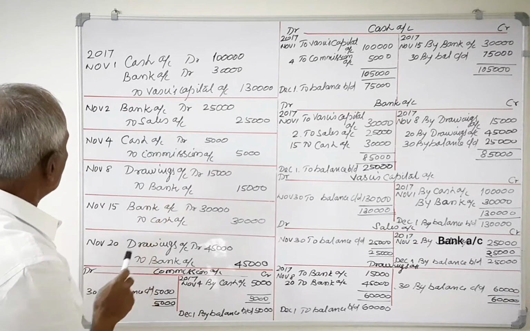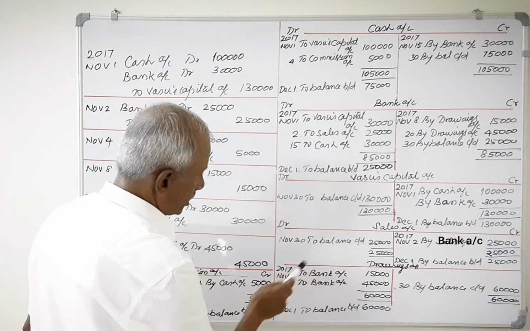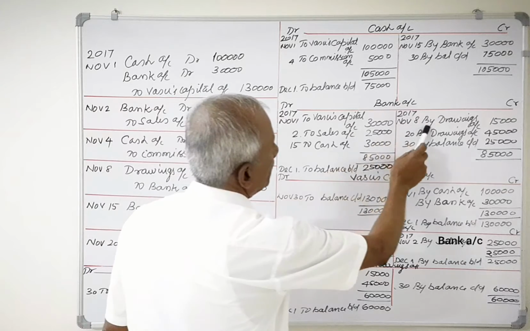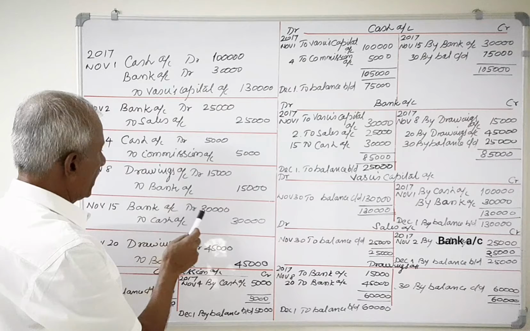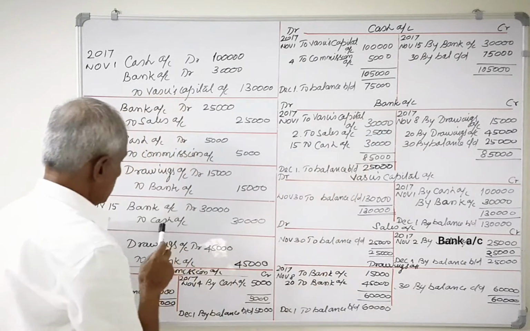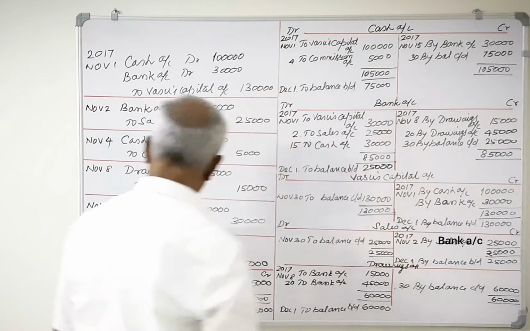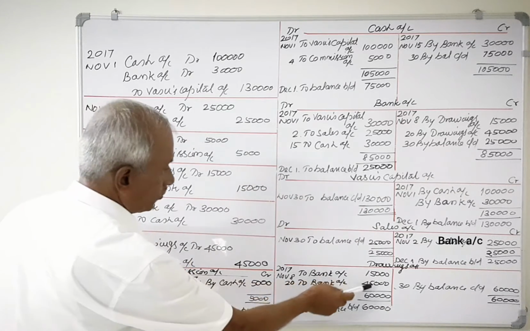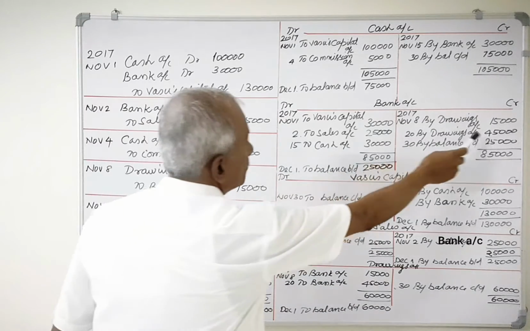The drawings account debtor to bank. On the debit side of the drawings account, 15,000. Then bank account, credit side, 15,000. Then bank account debtor to cash. On the debit side of the bank account, 30,000. And on the credit side of the cash account, by bank, 30,000. Then the last journal, drawings account debtor to bank. On the debit side of the drawings account, 45,000. And on the credit side of the bank account, by drawings, 45,000.